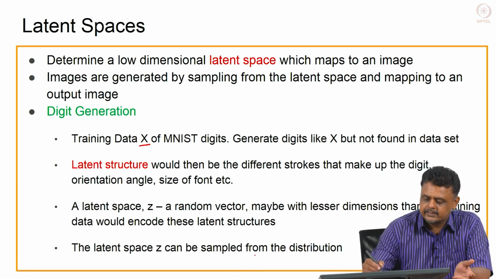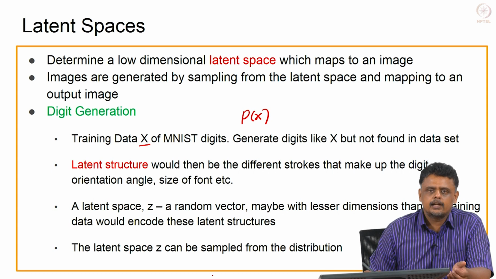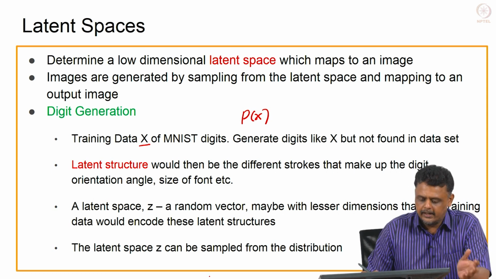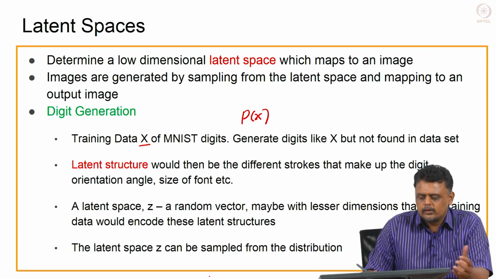So, which is like saying we want to maximize this likelihood P of X. That is typically what we want in a generative model. We want a probability model of our input data. So, what would a latent structure or latent space represent?